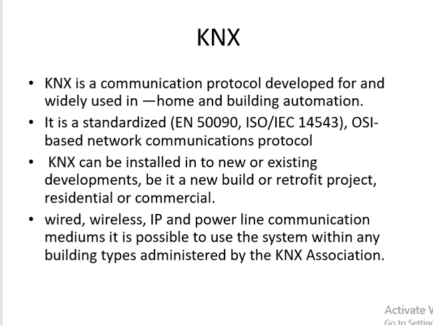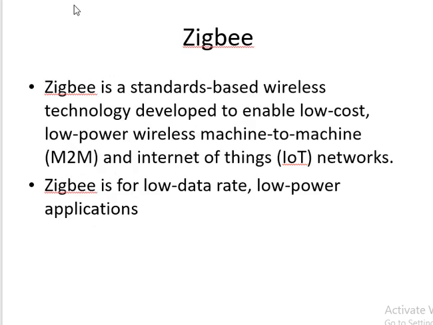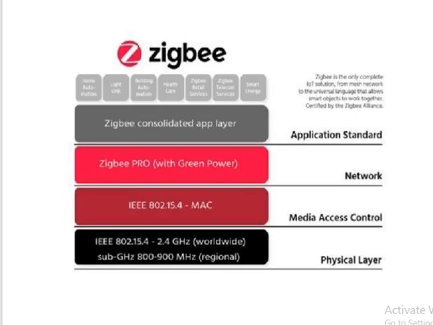Now, let us move on to the next slide, which is about ZigBee. Zigbee is a standards based wireless technology developed to enable low cost, low power wireless machine to machine and Internet of Things networks. Zigbee is for low data rate, low power applications. And this is about Zigbee.